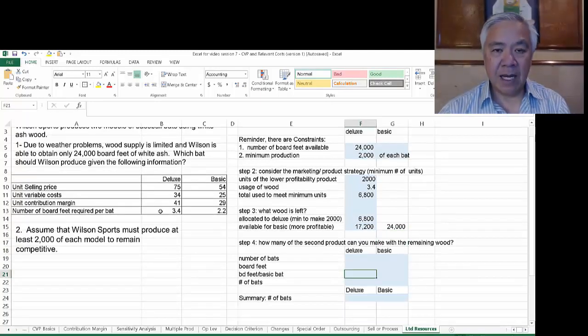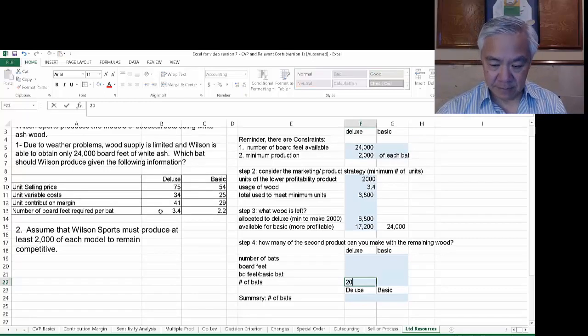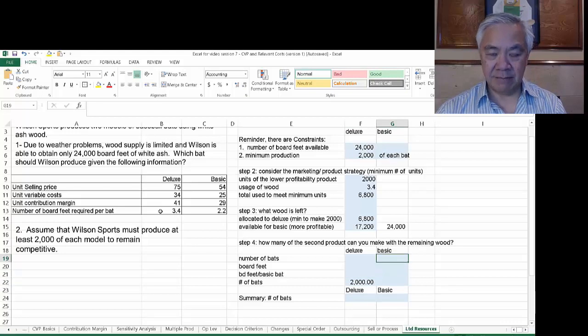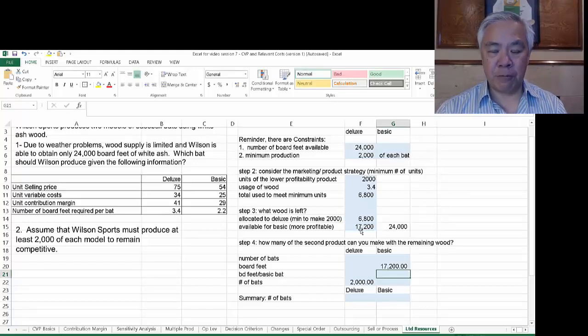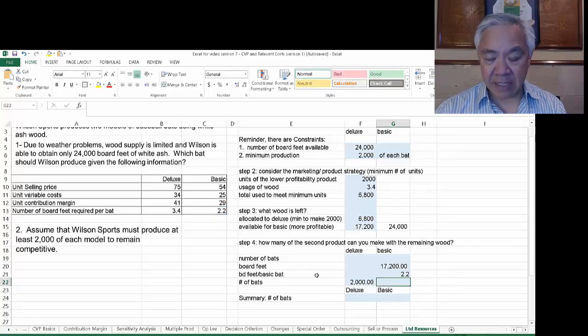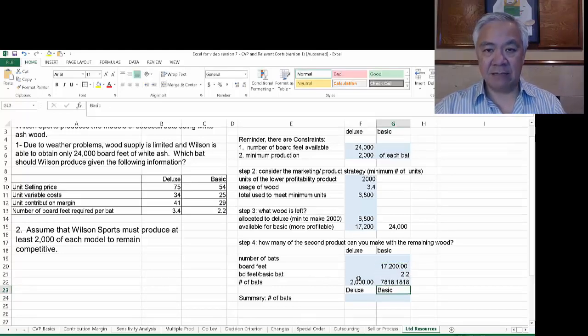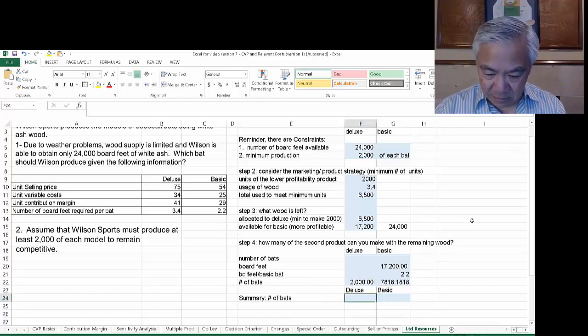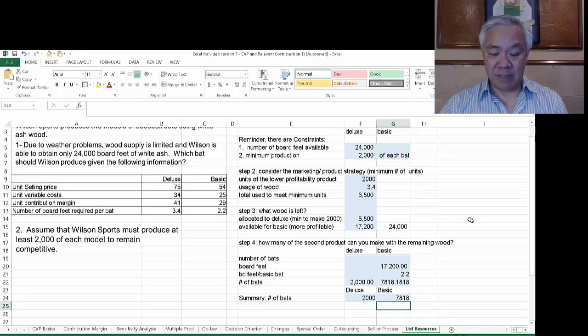All right, step 4. How many bats do we make of the second product? The first bat, just to remind ourselves, we have 2,000. So the basic bat, which is the better bat we want to make, is based on the board feet of 17,200. And the board feet per bat is equal to 2.2. So the number of basic bats we're going to make is 17,200 divided by 2.2, which is 7,818. So the summary, the number of bats, 2,000 and 7,818, and that's our highest profitability. So that's it for limited resources.